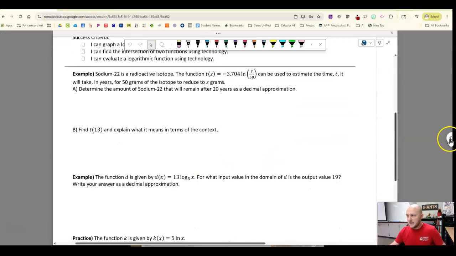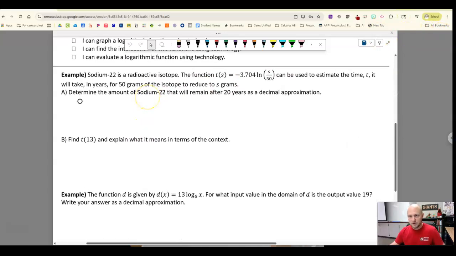So let's go ahead and actually we'll stay out of full screen. Let's look at the first example here. Contextually, sodium-22 is a radioactive isotope, and the function T of S is equal to negative 3.704 natural log of S over 50 can be used to estimate time T it will take in years for 50 grams of the isotope to reduce to S grams. They say determine the amount of sodium-22 that will remain after 20 years as a decimal approximation.